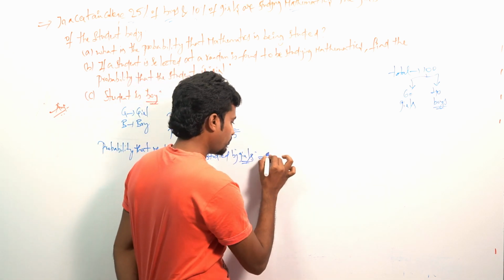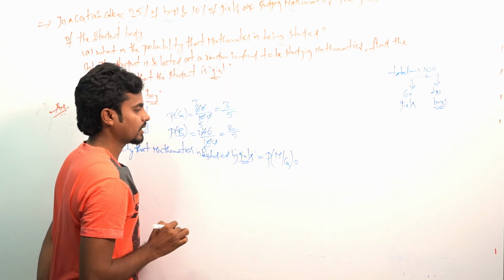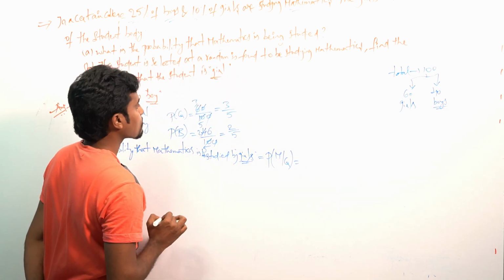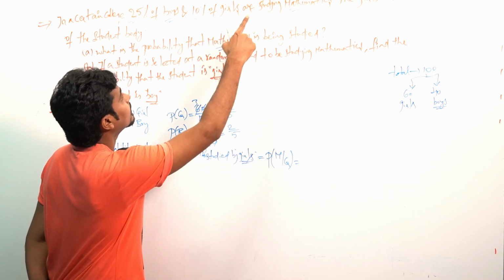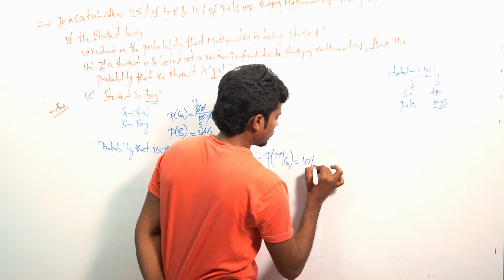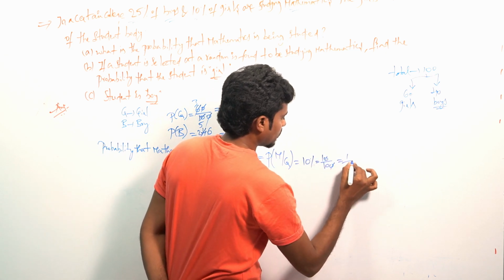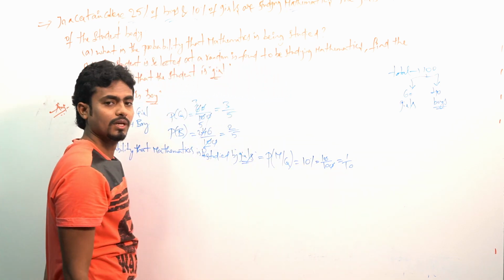This will be P of M divided by G, right? How much? Mathematics girls 10, right? 10%. That will be 10 divided by 100. This will be 1 divided by 10.